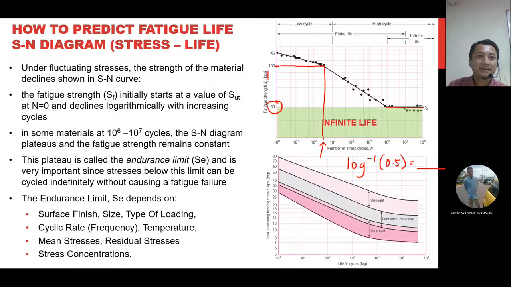Berapa? 3, 4, 5. Inverse log. Dia ada log lagi satu. Shift log lah. 0.5, kan? 3.16.